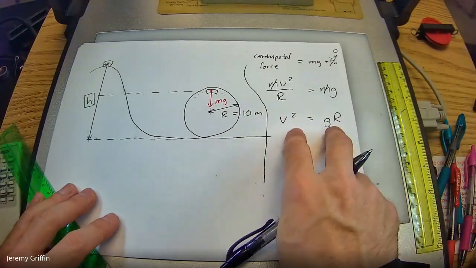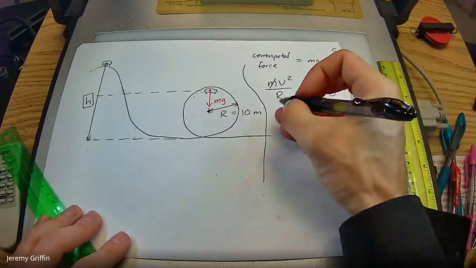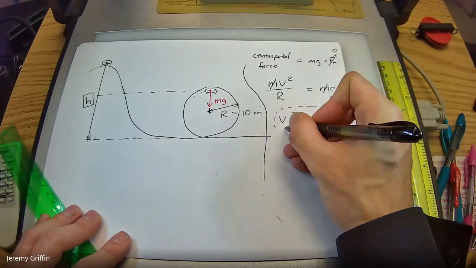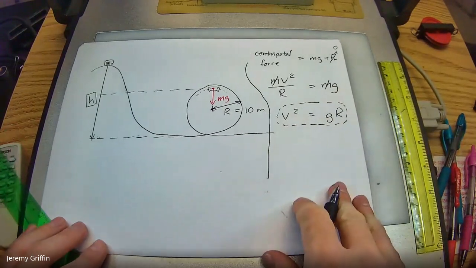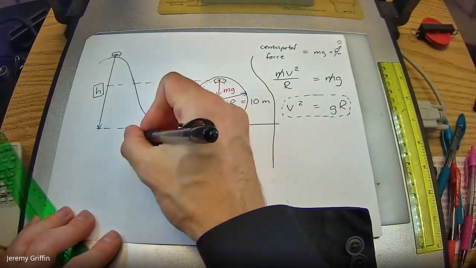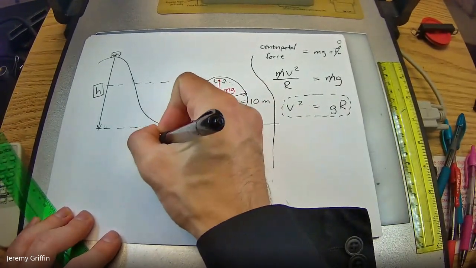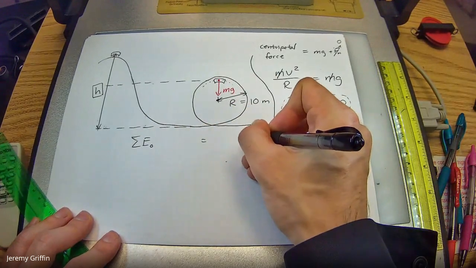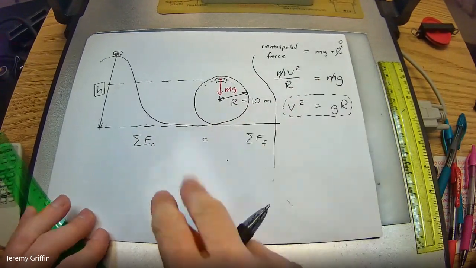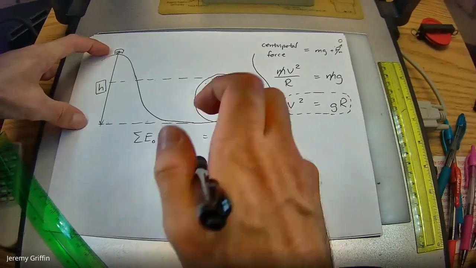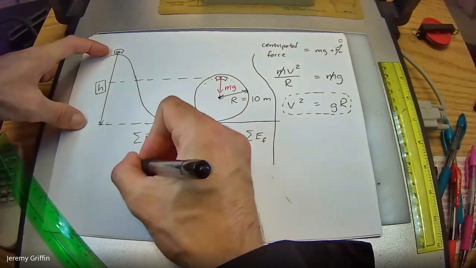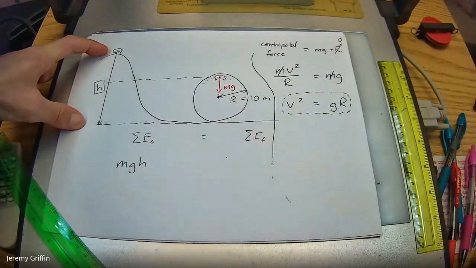But actually, I'm going to pause right there. You guys will see why in a minute. I'm going to eventually substitute this expression into a conservation of energy setup. So what does the conservation of energy setup look like? Oh, you know how it's going to start. Sum of energy initial is equal to sum of energy final. And initially, isn't it all potential energy right here? So doesn't that go mgh? That's like the source of energy.